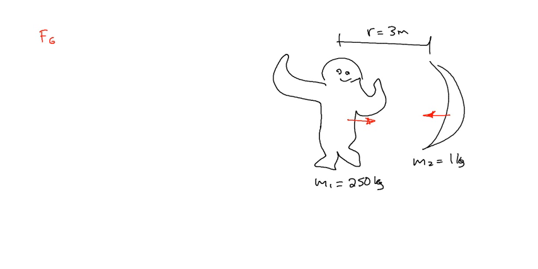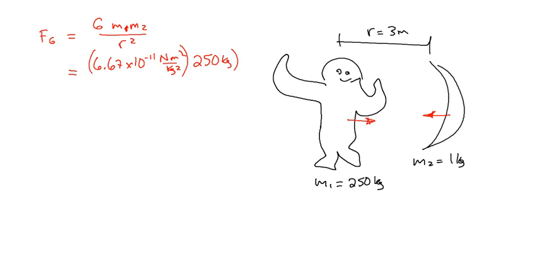The force of gravity we said was equal to G, first mass, second mass, divided by the distance between them squared. So when I put the numbers in here, 6.67 times 10 to the negative 11 Newton meters squared per kilogram squared, that's G. Now I need the first mass, 250 kilograms. I need the second mass, 1 kilogram. And I divide by the distance between them squared. Then I'll get the amount of gravitational force between these two objects.